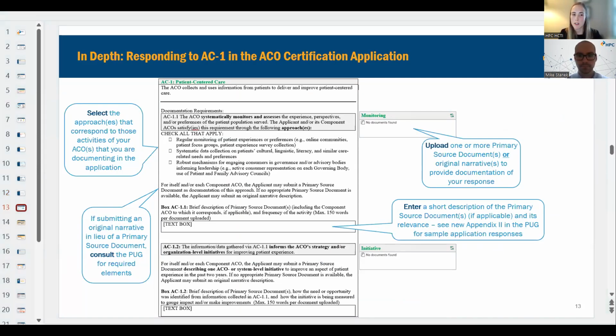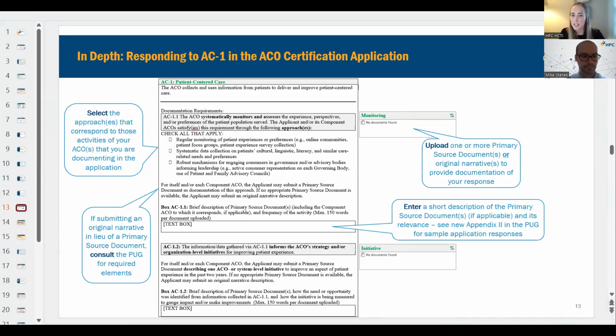To begin to put this all into context, this slide shows what the first assessment criterion on patient-centered care looks like in the application portal. I won't walk through all of the assessment criteria and what they look like in the portal, but did want to share this one as an example and point you again to the PUG to see what it looks like for the other assessment criteria.